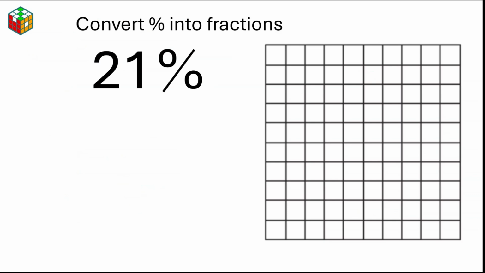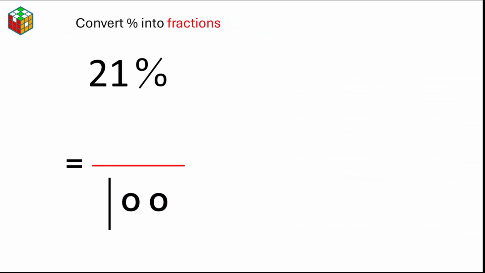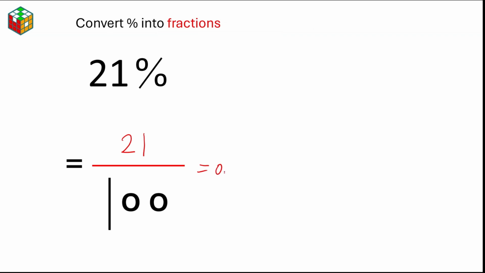So remember, when you see percentages, you need to think about the 100 grid. To help you out, look at the percentage symbol. That is a hint there for you. Because the percentage symbol basically consists of 1, 0, and 0. And that means 21 out of 100. And that means that is 0.21.